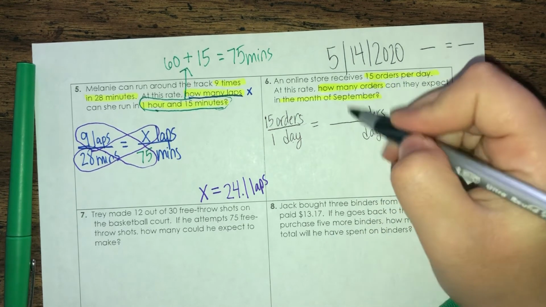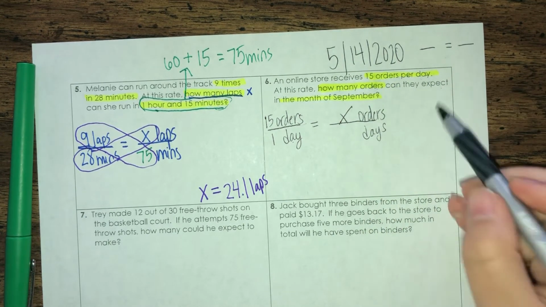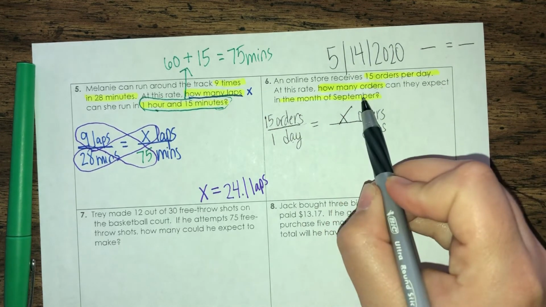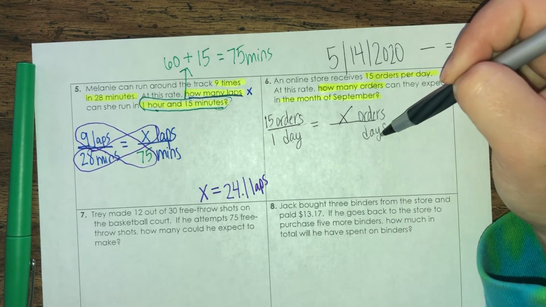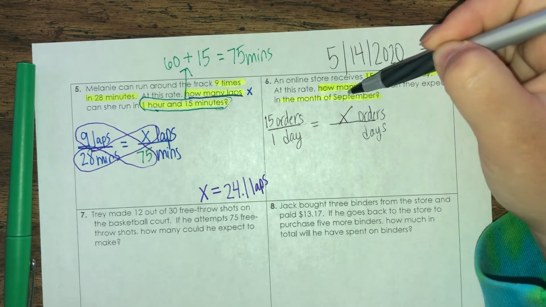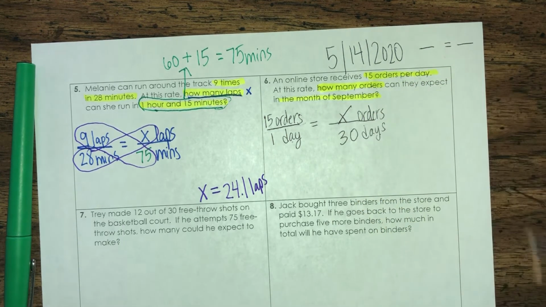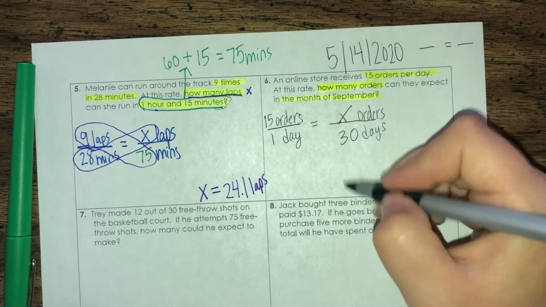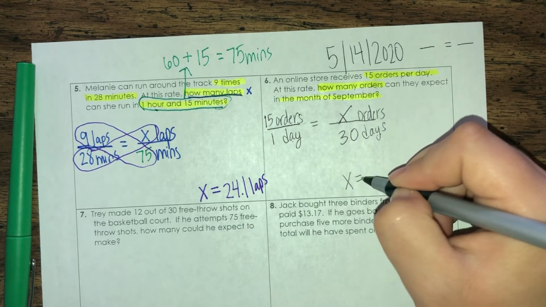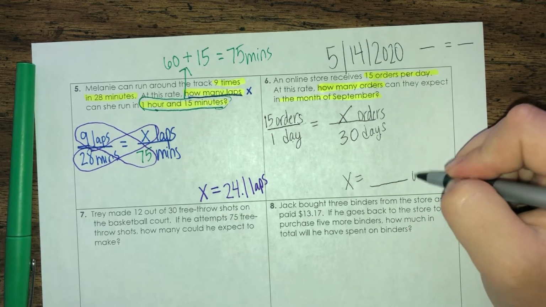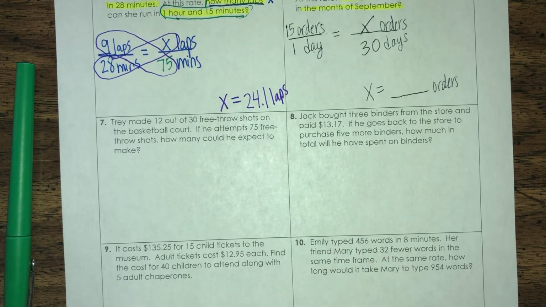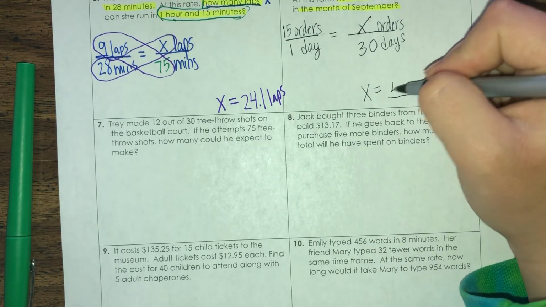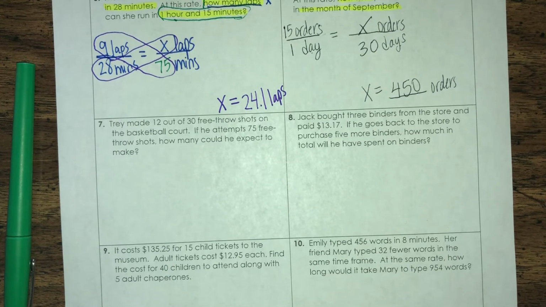How many orders is the unknown? That's what we've got to find. And they want to know in the month of September. Let's take a minute and think about this: I can't put month in for days. So I need to know how many days are in September. If you're looking back at your calendar, there are 30. Go ahead and use cross multiplication and tell me how many orders they should expect in the month of September. If you solved it correctly, you should have gotten 450 orders in the month of September.